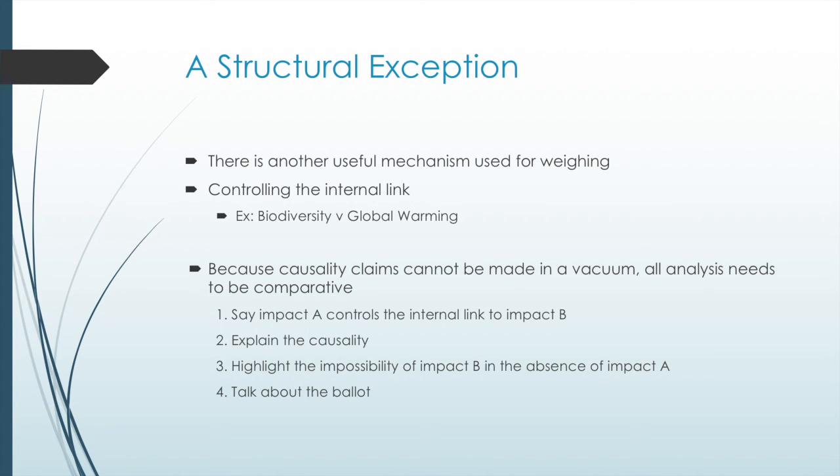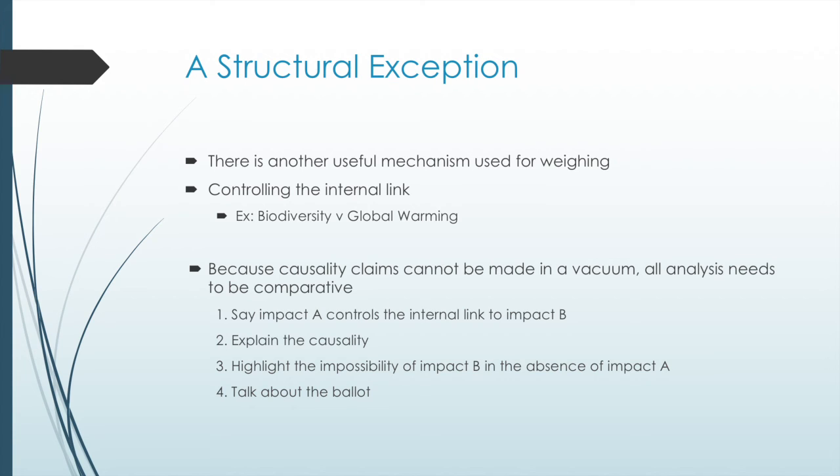There is another really useful and really interesting mechanism that can be used for weighing that I personally think is particularly persuasive, and that mechanism is controlling the internal link. What I mean by that is that if one impact necessarily leads to another impact, or is the only thing that can cause another impact to occur, then that is probably the impact that we should look at first. The example I have here is biodiversity versus global warming.